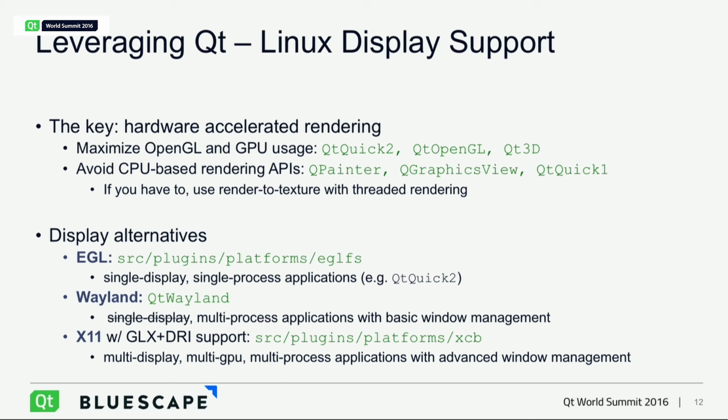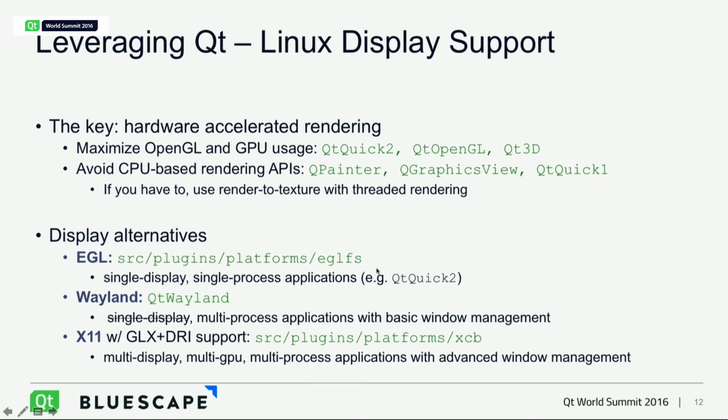That means Qt Quick 2, Qt OpenGL, Qt 3D if you want. Avoid QPainter, QGraphics, and Qt Quick 1, which are all raster-based, the old CPU APIs, right? If you really have to, you can actually have those render in a side thread into an off-screen surface texture and then blend those textures on the screen. At least this is asynchronous in this way, and it won't slow down your general event loop.